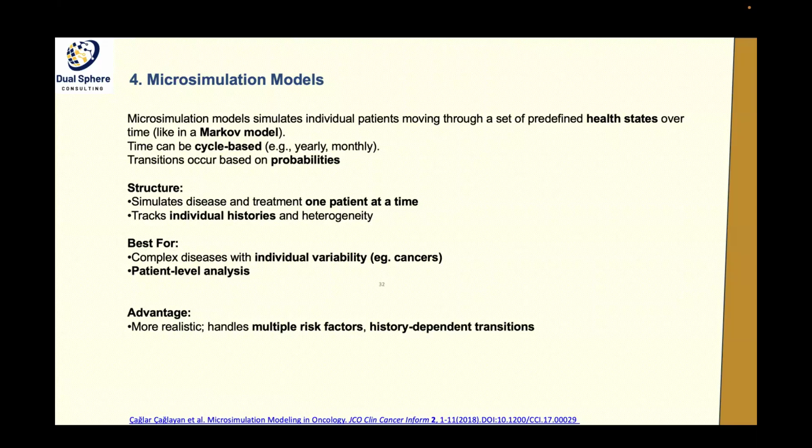Okay. Advantages: it is more realistic. Again, it handles multiple risk factors, and it has history-dependent transitions. So it feeds on the history of the patient. Okay, so these are broadly the four types of modeling techniques, which go at the back end to provide you the cost and effectiveness measures. Next slide, please, Richa.